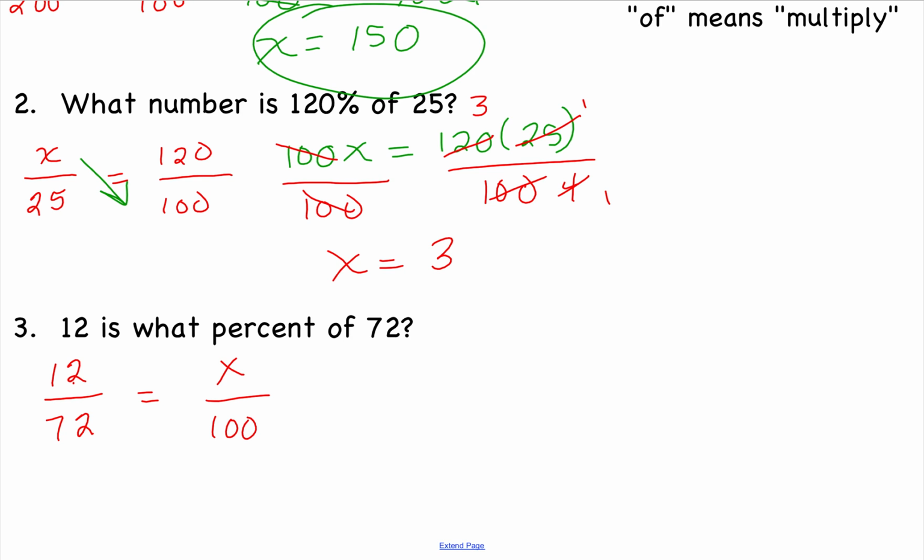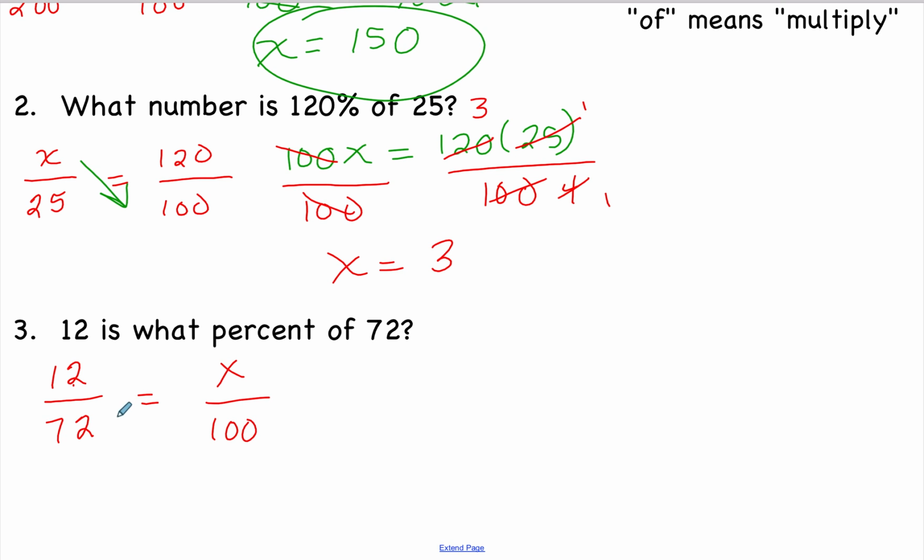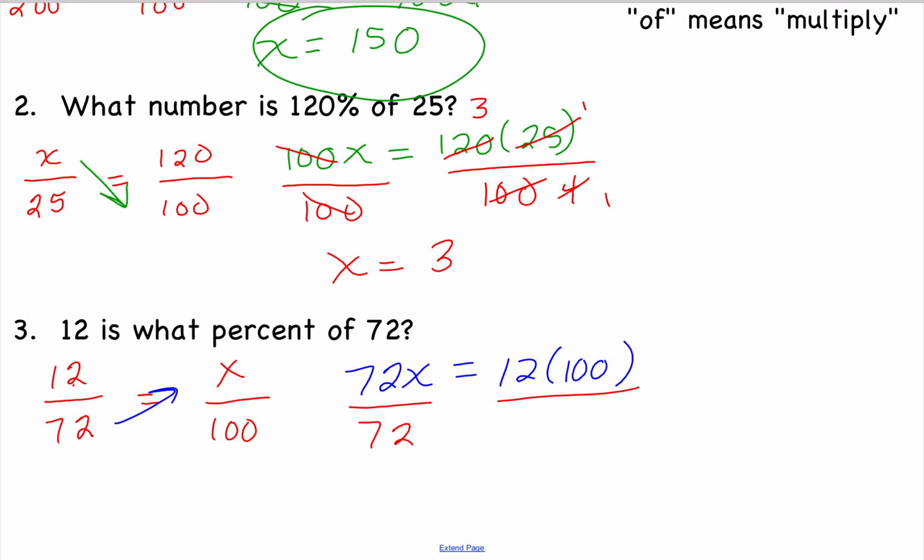So now when we go ahead and solve this one, and we cross multiply, we're going to have 72x is equal to 12 times 100. But we want to solve for x, so we're going to divide by 72. We always divide by the number that's with the variable. Divide both sides by 72. These cancel, and I have x is equal to.